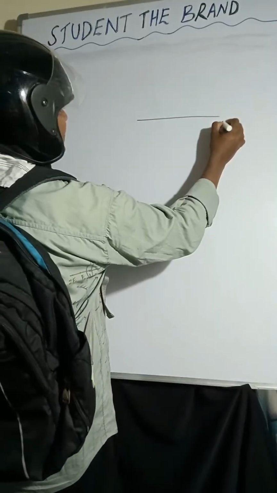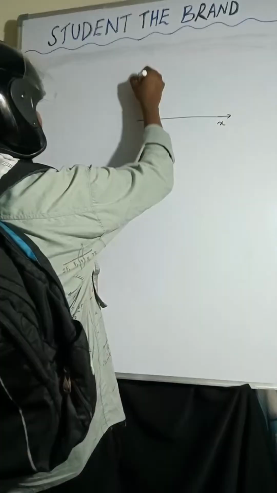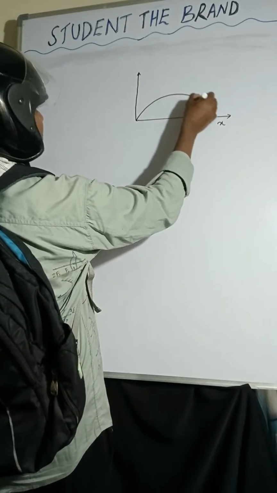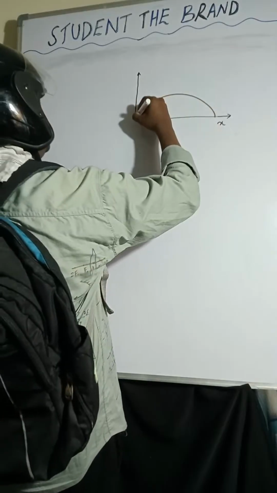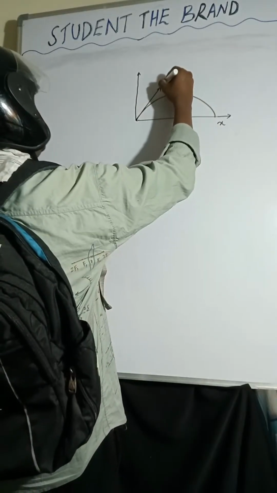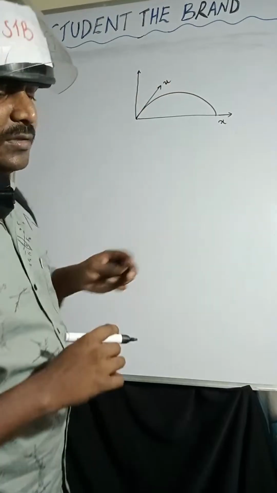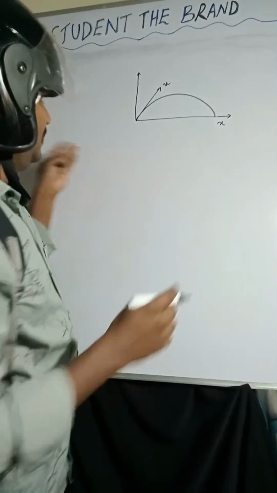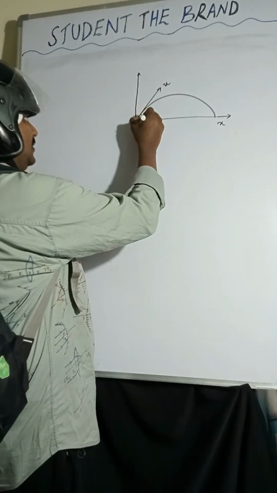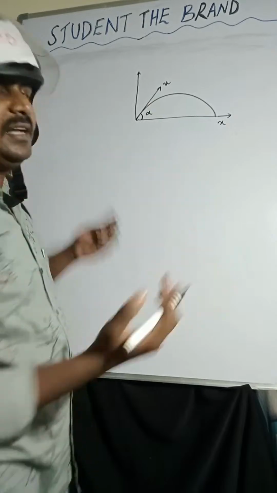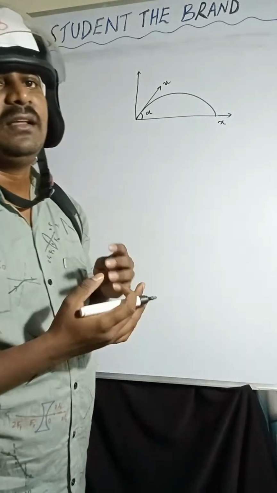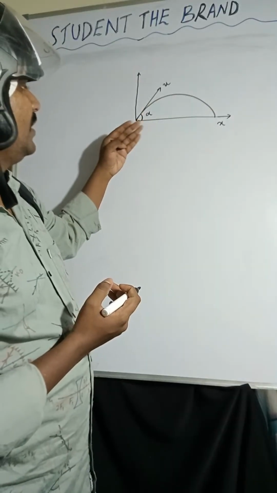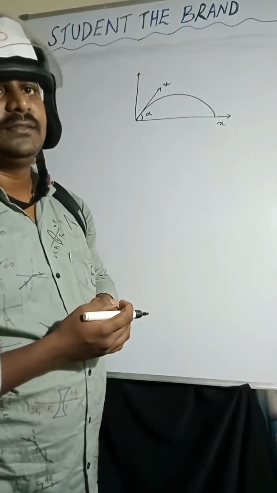Now, few examples. Mainly today we'll discuss this one with the object. This is the x-axis and y-axis. We are throwing the object like this. Initial velocity is u. Here I can take the angle alpha. You can take theta also, fine. So with a certain angle, the object is thrown. The object is projected.